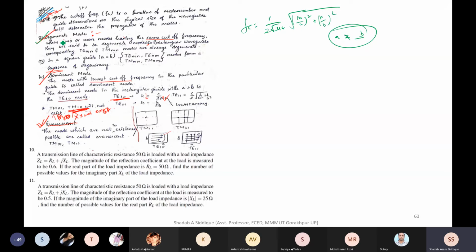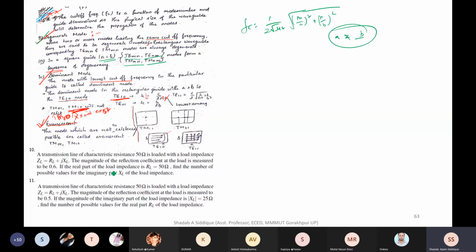Now the definitions: what was the degenerate mode, what was the dominant mode, what is the evanescent mode. So we know degenerate mode: when two or more modes have the same cutoff frequency, they are said to be degenerate. And for this, TEmn, TEnm, TMmn and TMnm have the same cutoff for a equal to b, and they make degeneracy. Now the dominant mode: the mode which has the lowest cutoff frequency in the particular guide is called the dominant mode. Okay, so you can go through these.